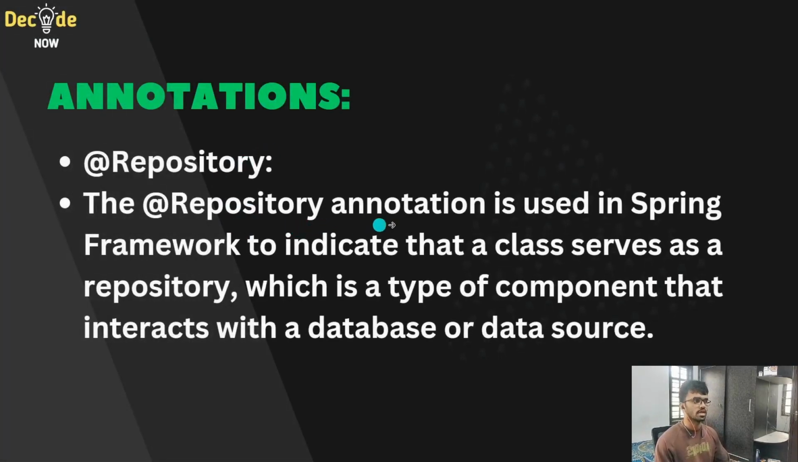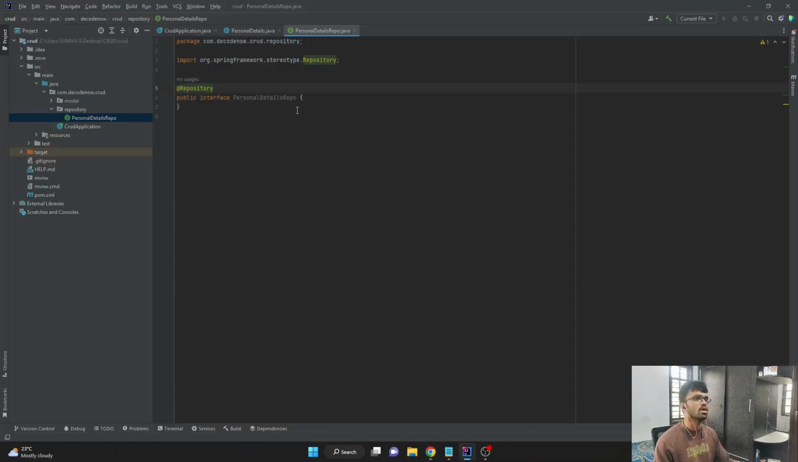Basically, the @Repository annotation is used in Spring Framework to indicate that a class or an interface serves as a repository. So this repository is a type of component that interacts with the database or the data source. The database for us here is the H2 database where we will be storing the personal details. And this @Repository, or this repository interface which we are using here, helps us to communicate or interact with that particular database or data source.